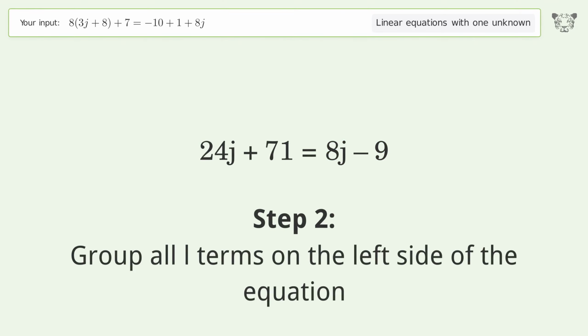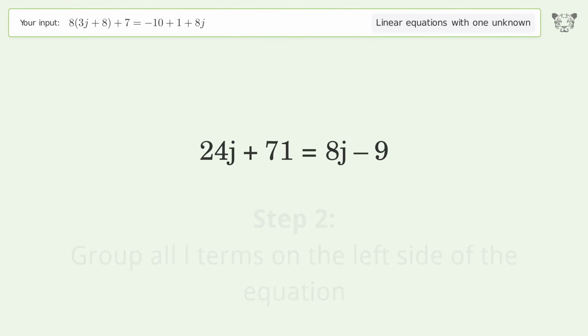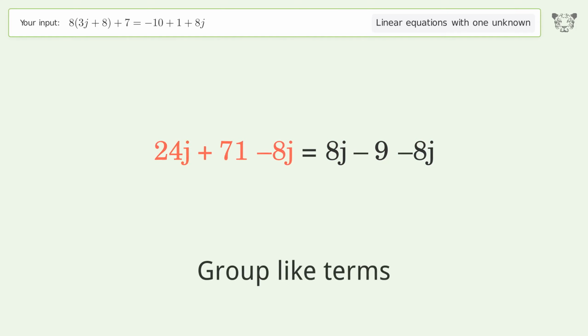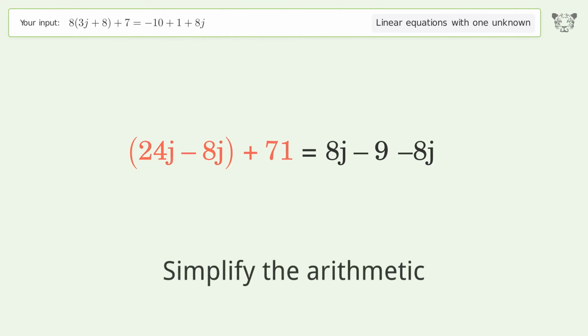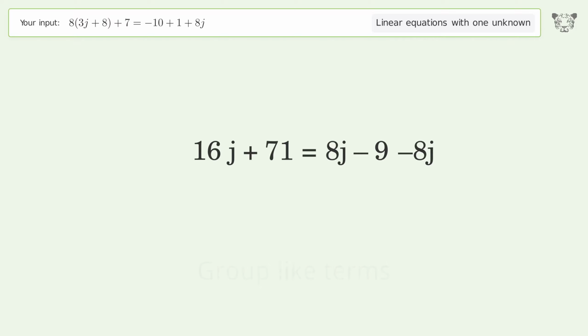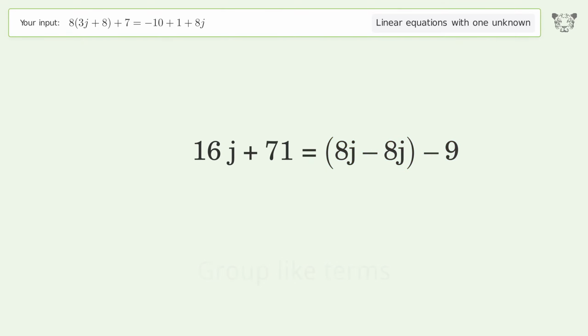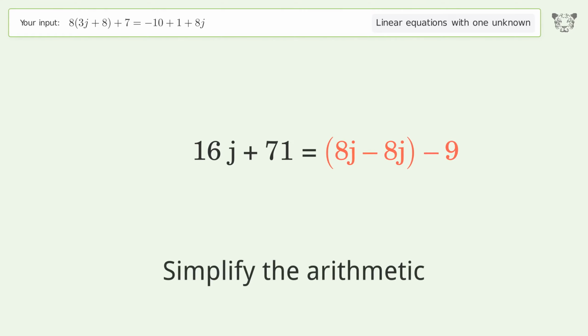Group all j terms on the left side of the equation. Subtract 8j from both sides. Group like terms. Simplify the arithmetic. Group like terms. Simplify the arithmetic.